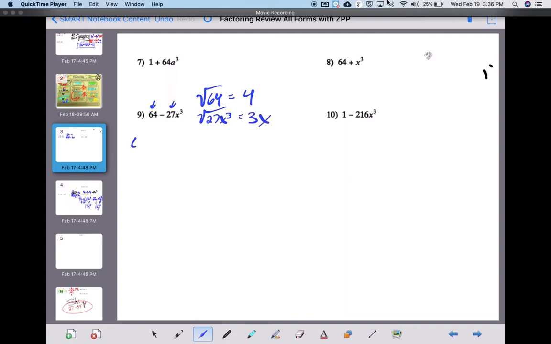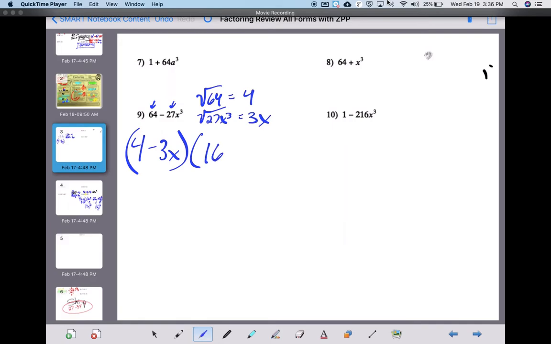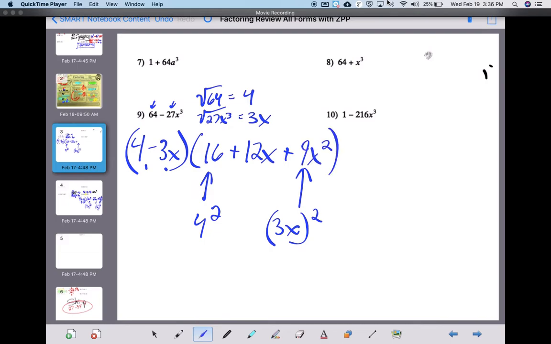So now following that template, I take the first cube root minus the second cube root, and then I multiply that with the first cube root squared. So it's going to be 16. And then I add these two cube roots multiplied together. So that gives you 12x. And then I add the second cube root, which is 3x. But I square that cube root, so I get 9x squared. There we are.